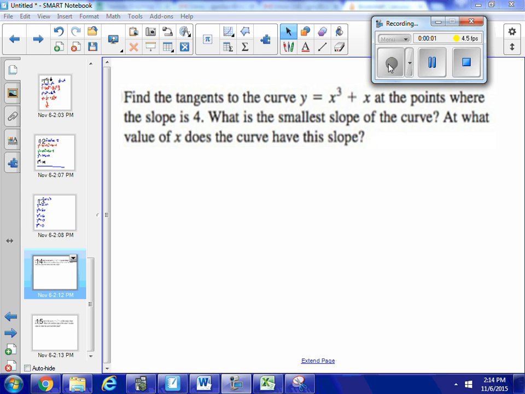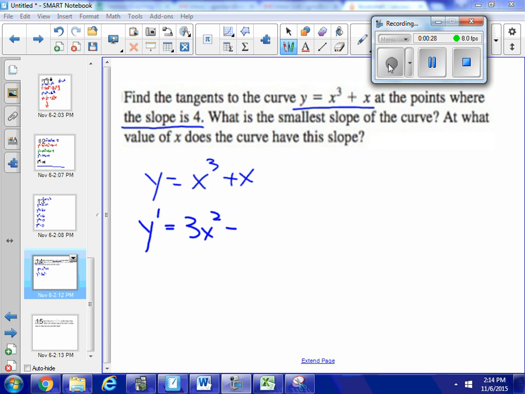This problem has a number of interesting parts. I'm going to start with the first one. It says, find the tangent to this curve at the point where the slope is equal to 4. So if y is equal to x cubed plus x, and I want to find the slope of the tangent line at any particular point on that, that is the same thing as y prime. So y prime is equal to 3x squared plus 1.